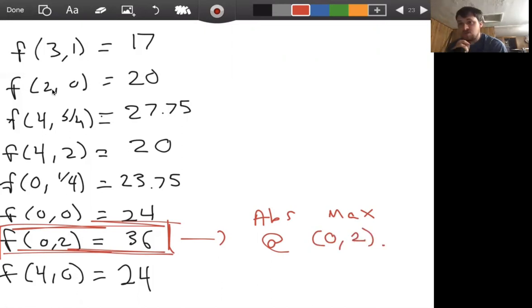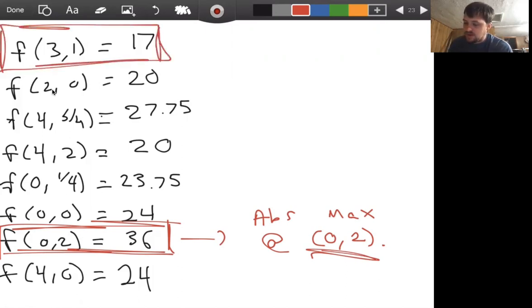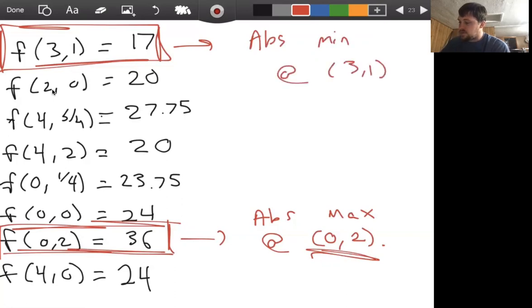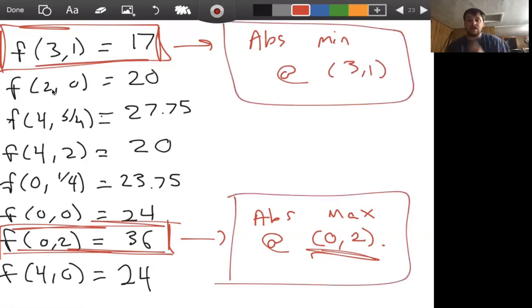And this is why it's so important to check the corners, because this didn't show up in any of the parameterizations, but it ended up being the absolute maximum. And then you can see we have an absolute minimum of 17, because if you look at all the numbers here, 17 is the lowest value. So this tells us that we have an absolute minimum at 3, 1. And this is how you find absolute extrema of multivariable functions or of surfaces.